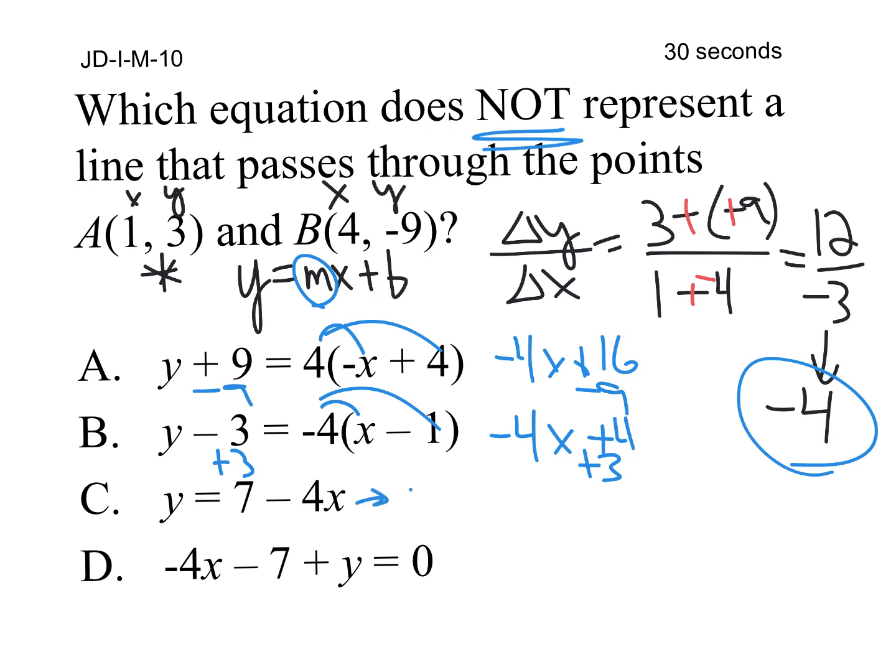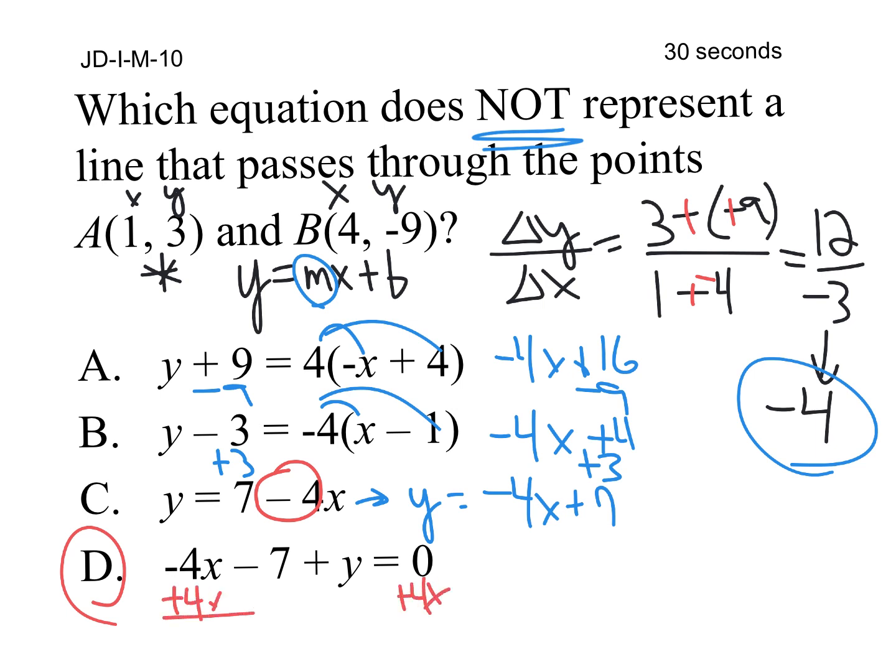Choice C, that's just in a different order, but it's really just the coefficient of x we're looking for. So that also is negative 4. So it is going to be choice D. That one, the x term is on the same side, so we would want to clear all this out to the other side. That would be 4x plus 7. That has a slope of 4, not negative 4, so for sure that would be the one that would not pass through those points.